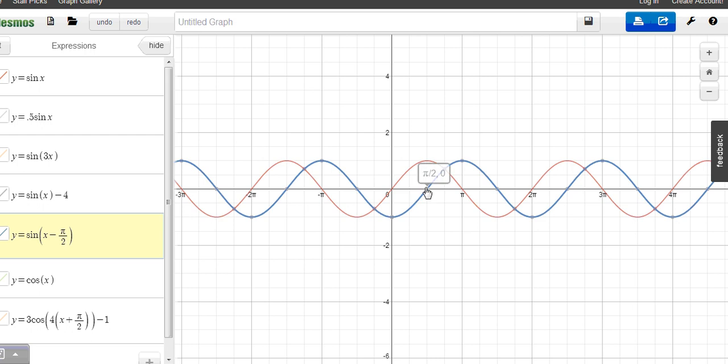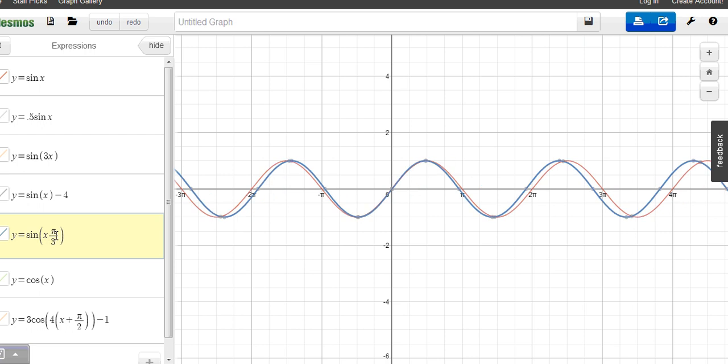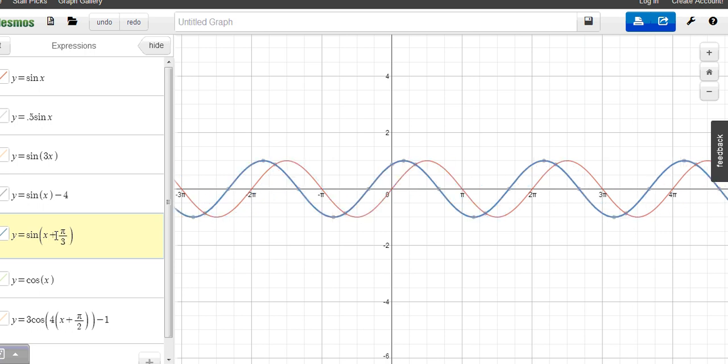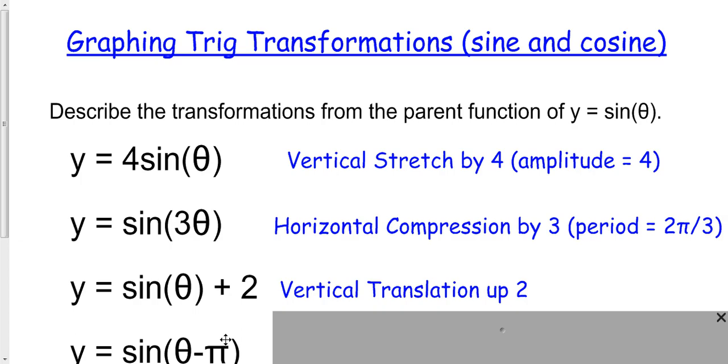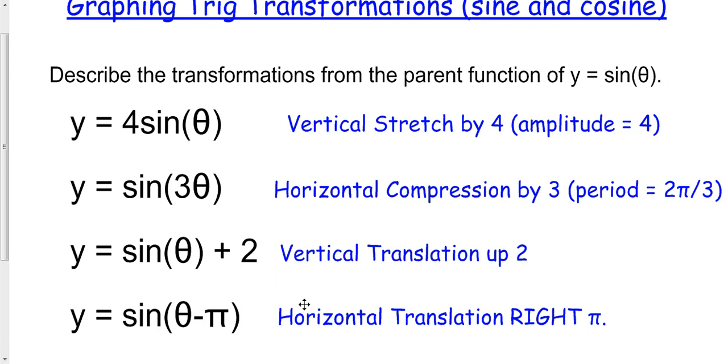If we make this, let's say pi over 3, it should shift it a little bit to the left from where we were. So this number, theta minus whatever this is, tells us how far it's shifting it to the right. So if I change this to a plus, I'm guessing it would shift it the other way. Yep, so it shifted it to the left. Okay, so in our notes, we would call this a horizontal translation to the right pi units.